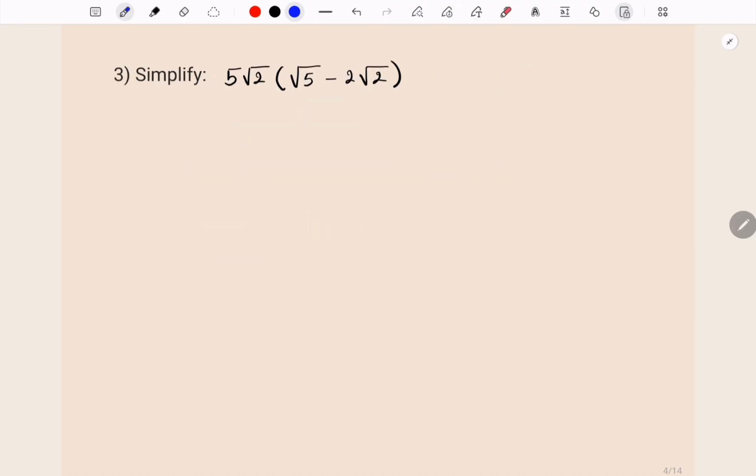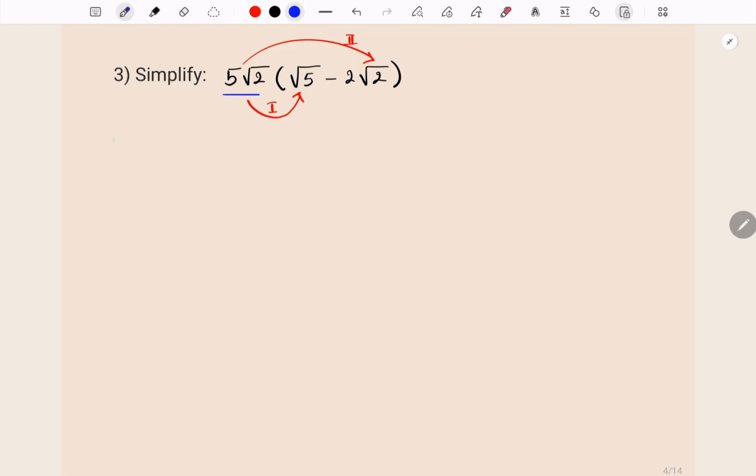Moving on to the third question. Here we need to simplify an expression and the expression contains a bracket. So this 5 root 2 is present outside the bracket. That means that I need to multiply this 5 root 2 with root 5 first. That would be the first multiplication. And then I need to multiply this 5 root 2 with negative 2 root 2. And that would be the second multiplication.